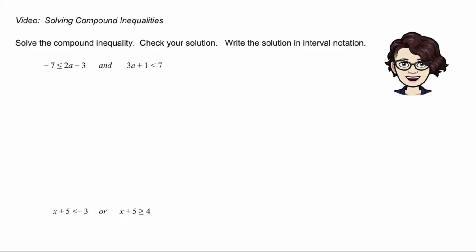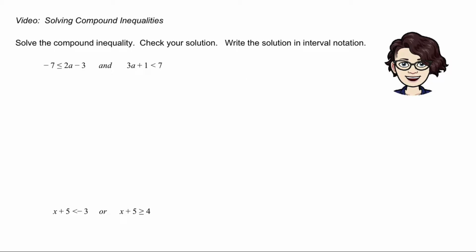Hello, welcome to the video on solving compound inequalities. In the previous two videos, we looked at compound inequalities, graphing them on a number line, and writing them in interval notation. And now we're going to solve. So we're going to solve symbolically using what we know about algebra, and we're going to be left with a compound inequality to graph and write in interval notation. And we're also going to talk about what it means to check your solution.